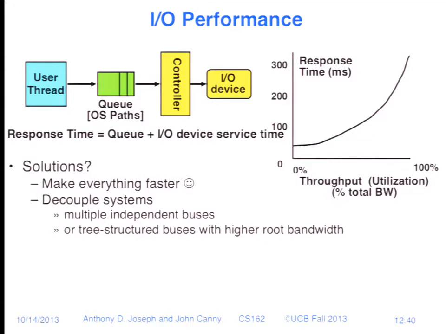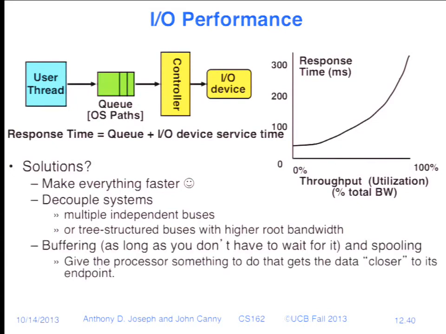The better solution is to try to decouple things, because the worst problem with queuing theory is if you have many things going into the same queue. If you can make them independent and allow events to go through different buses, or basically provide different channels that are independent, you decouple the queuing events. On tree-structured buses like USB, if you put more bandwidth at the root, you create more independent paths through the tree.